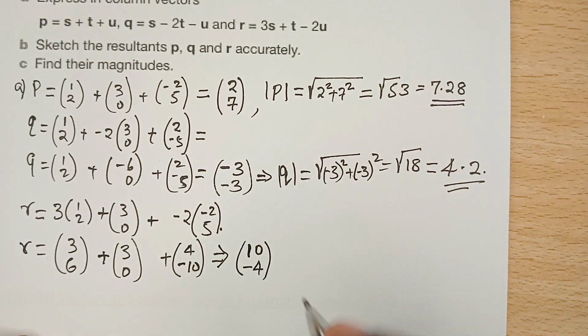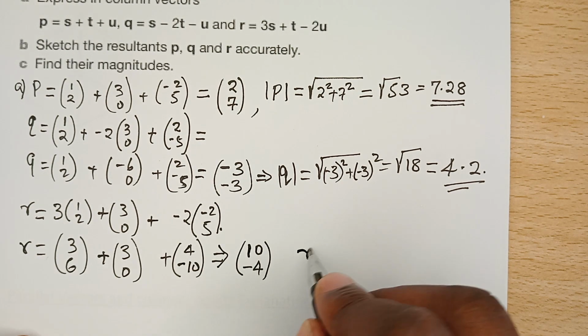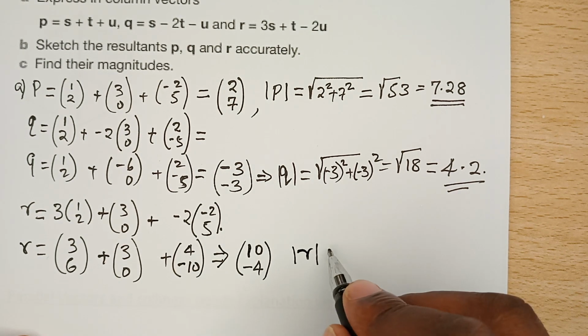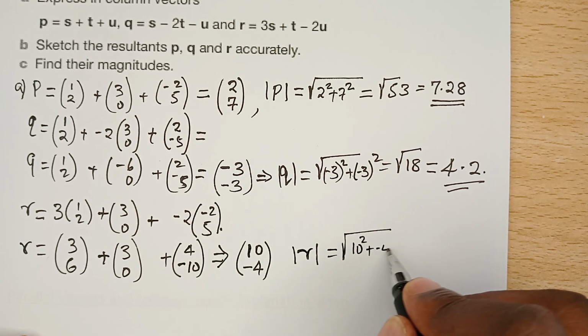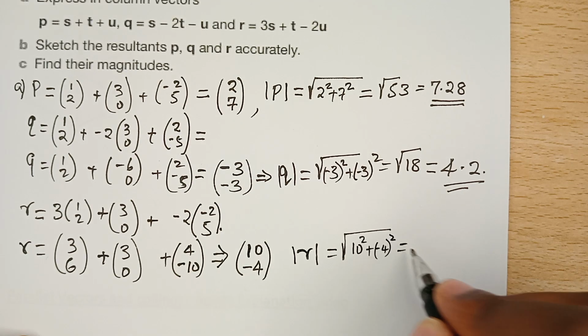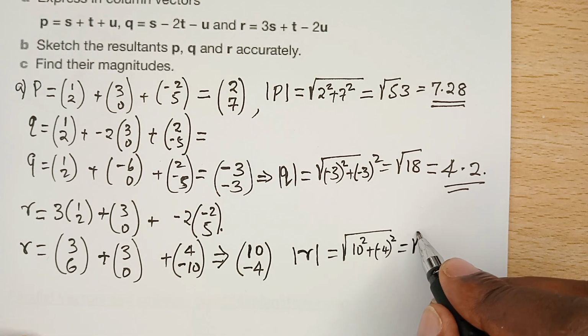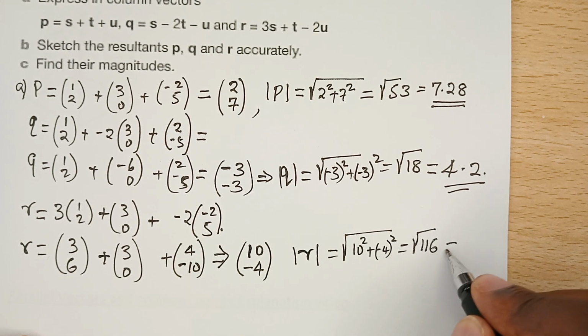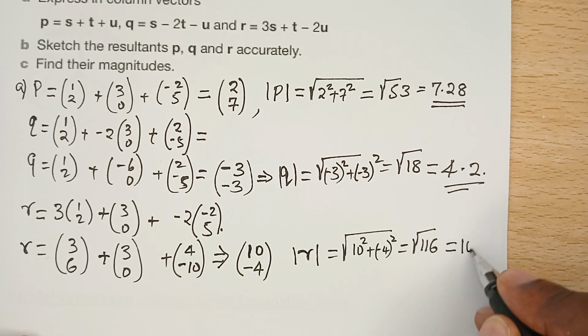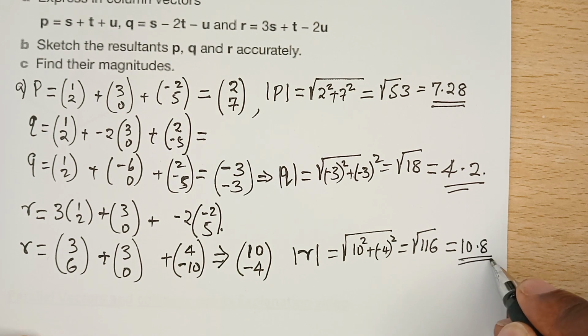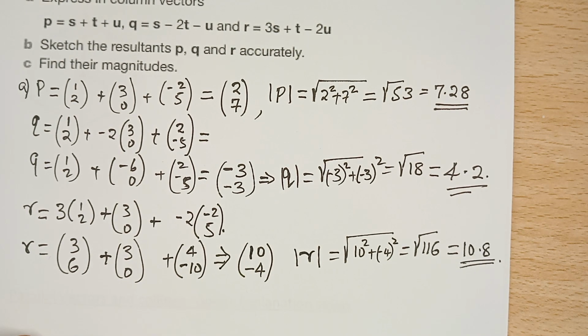Probably we may finish with the magnitude first. The magnitude of r is the root of 10 squared plus minus 4 squared, which is the root of 116, because this is 100 plus 16, which is 10.8 to 1 decimal place, or to 3 significant figures.